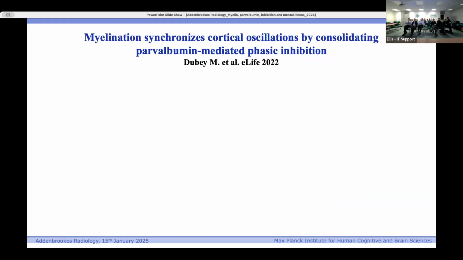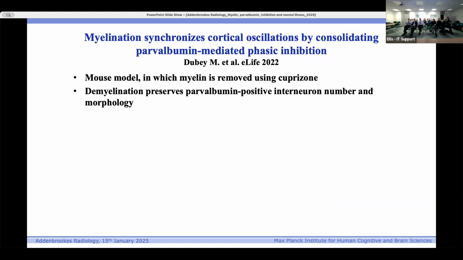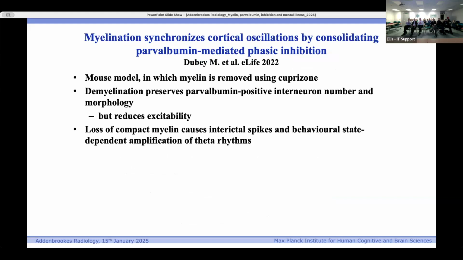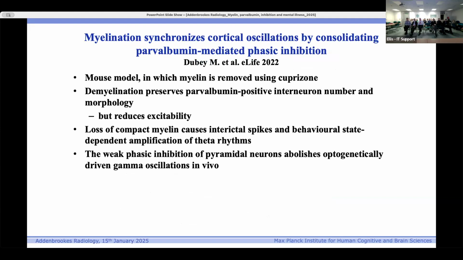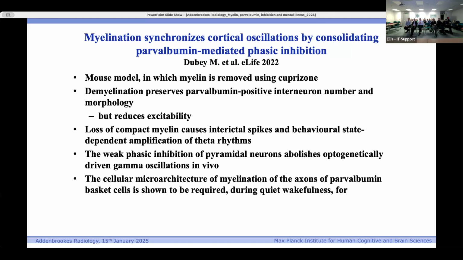Myelination synchronizes cortical oscillations by consolidating parvalbumin-mediated phasic inhibition. So what they did here was they had a mouse, they removed the myelin by using cuprizone. If you feed cuprizone to any animal, it destroys the cortical myelin. However, it preserves the parvalbumin-positive interneurons, reducing their excitability. But if you lose that myelin, you get interictal spikes and behavioral state-dependent amplification of theta rhythms. And it abolishes gamma oscillation.